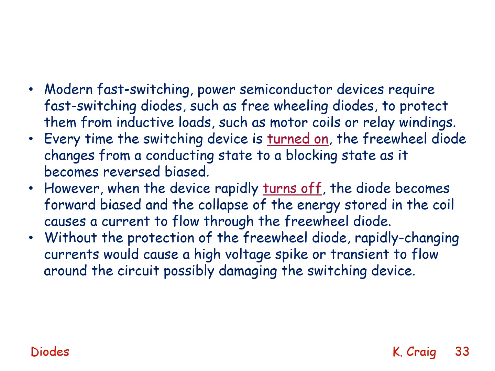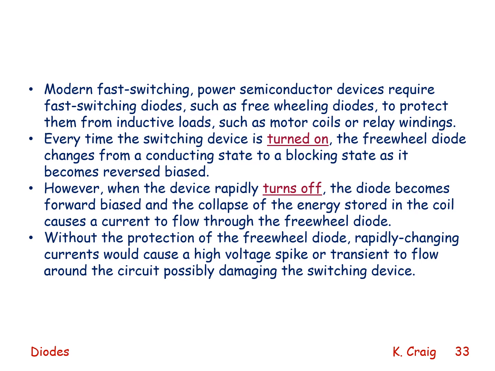Modern fast-switching power semiconductor devices require fast-switching diodes, such as freewheeling diodes, to protect them from inductive loads, such as motor coils or relay windings. Every time the switching device is turned on, the freewheel diode changes from a conducting state to a blocking state as it becomes reverse biased.